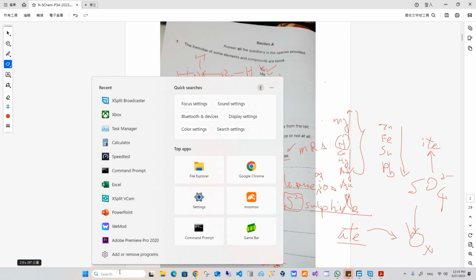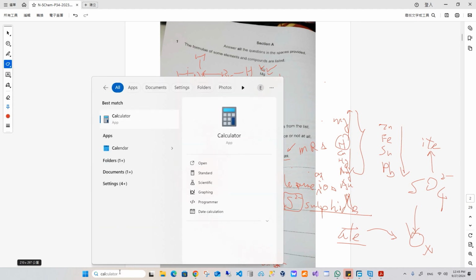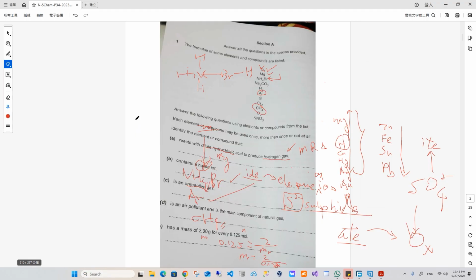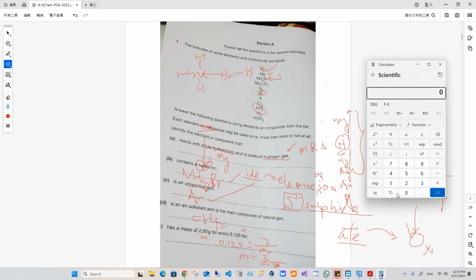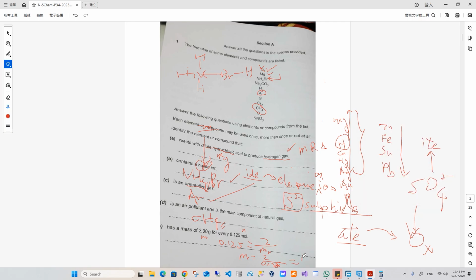Okay, calculator. Just realized that if I can just draw ugly things, why bother about the pen? Okay, 2 divided by 0.125 is 16. So that means my Mr is 16. Which of the formula has Mr 16? Not this, not this.